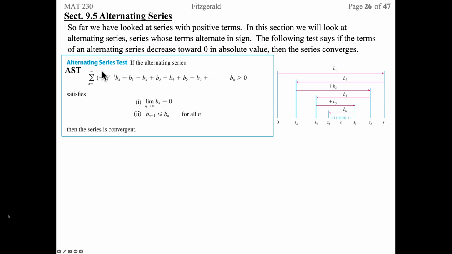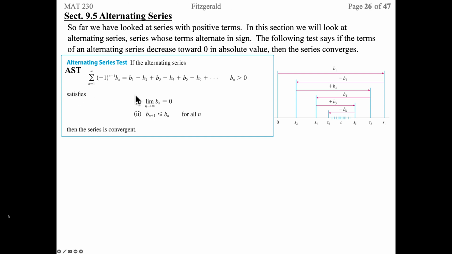the negative 1 raised to n or n minus 1. That's going to be my alternating sign. And if my b sub n, like it said, in absolute value, remove the negative 1 being multiplied to it, look at b sub n, and if b sub n always gives you positive terms and they're approaching 0, decreasing towards 0, then we can use this test.